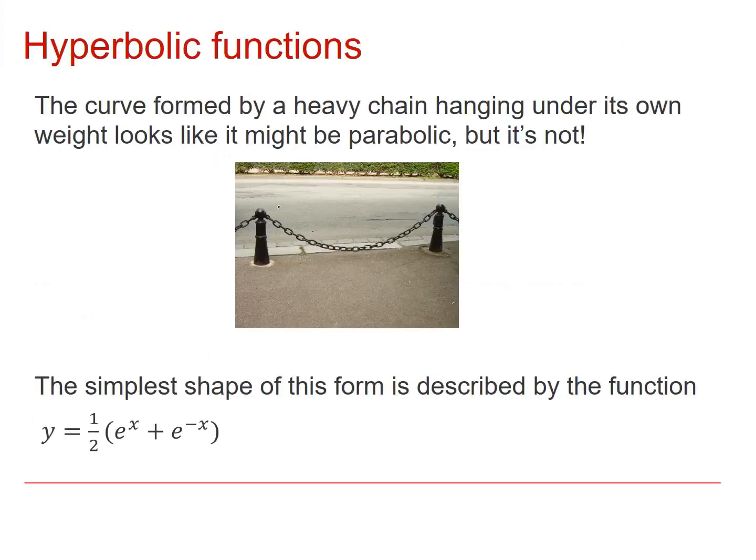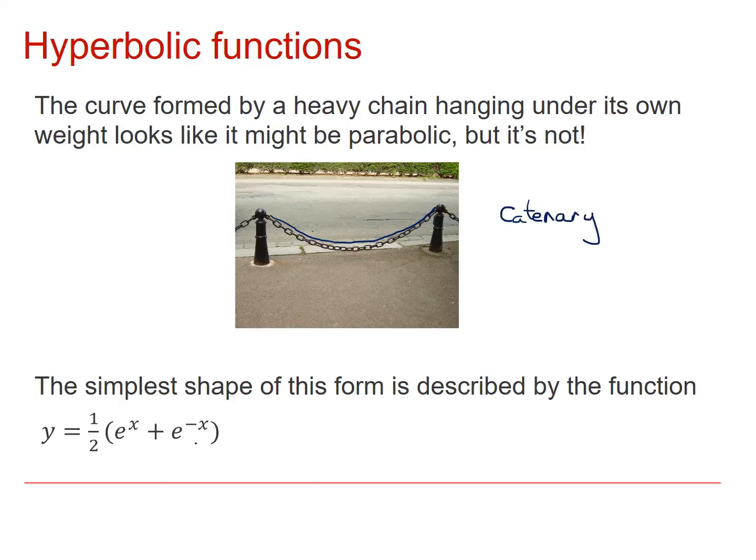Have a look at this picture. The curve formed by the chain, as it hangs under its own weight, looks like it might be a parabola, but in fact it's not. It's a particular type of curve which we call a catenary curve.